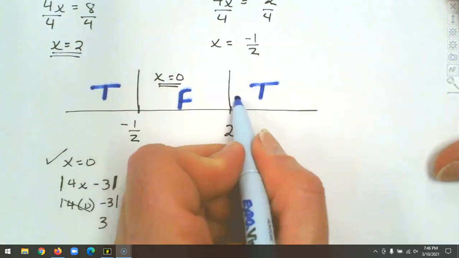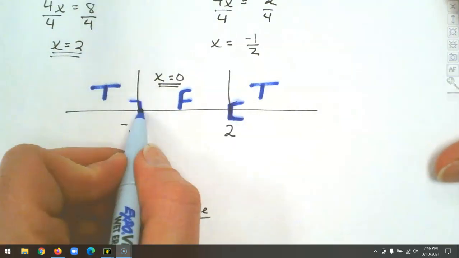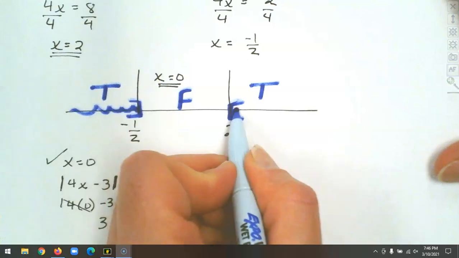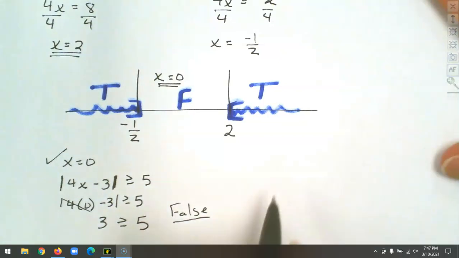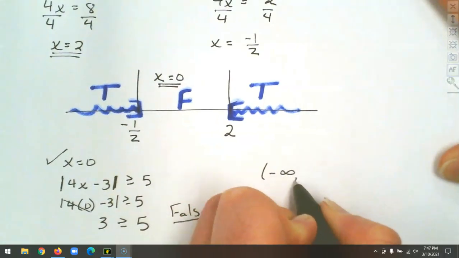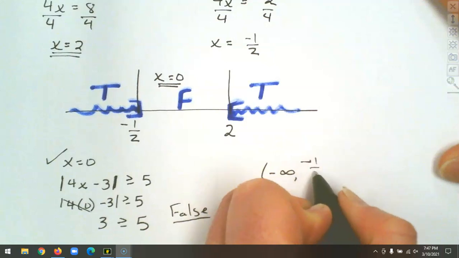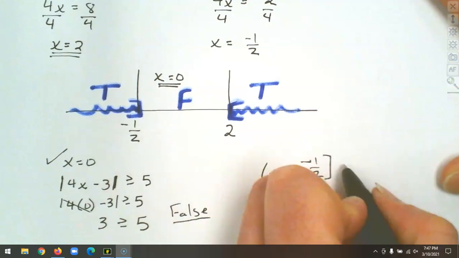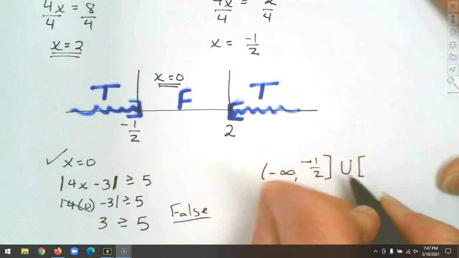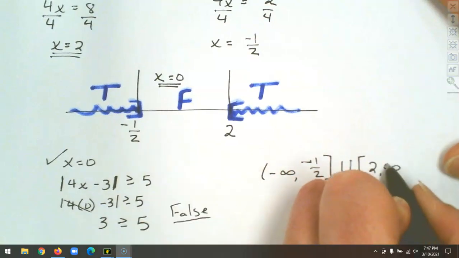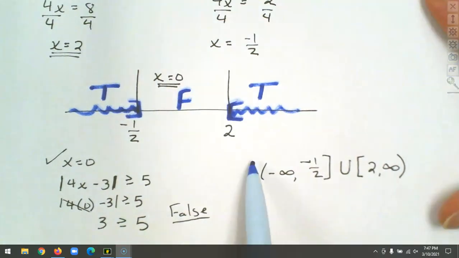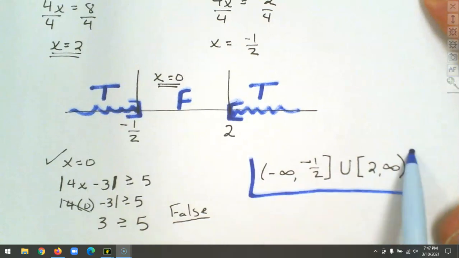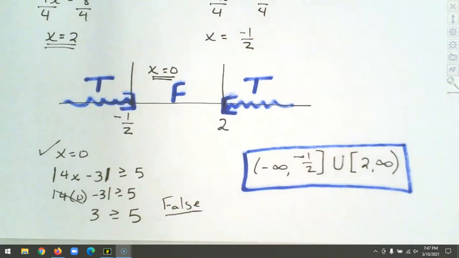We use square brackets because it's greater than or equal to. And how do we write our answer? We write our answer as negative infinity to negative 1/2 with the square bracket. We use a U for union, 2 to positive infinity. So that's going to be our final answer in interval notation.